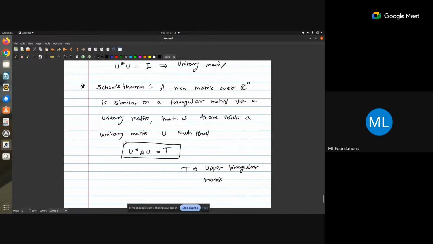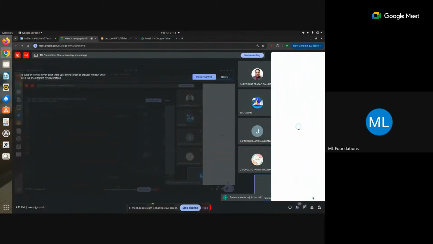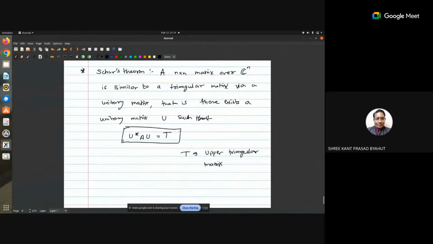But here in Schur's theorem, what it says is you will get a triangular matrix such that U star A U will be equal to the triangular matrix. That's fine. Okay, that is the theorem. We'll try to see how to do that.